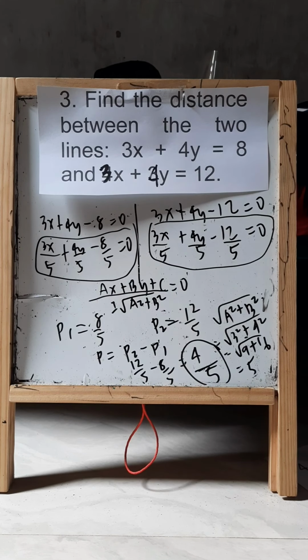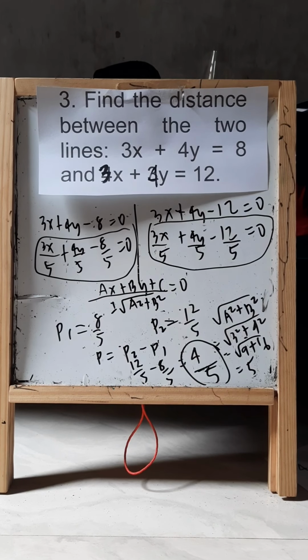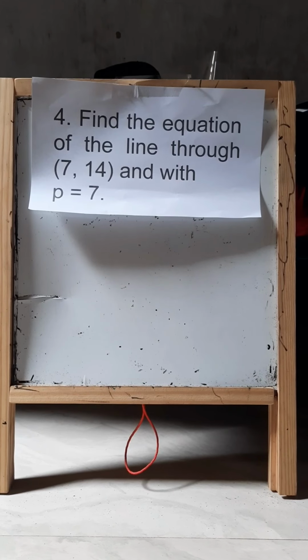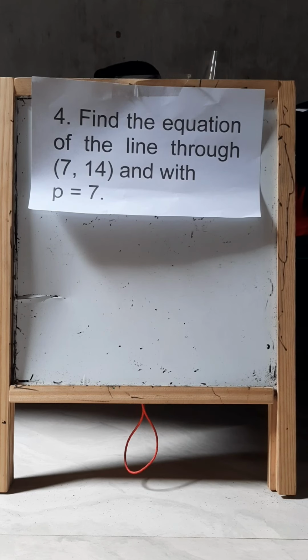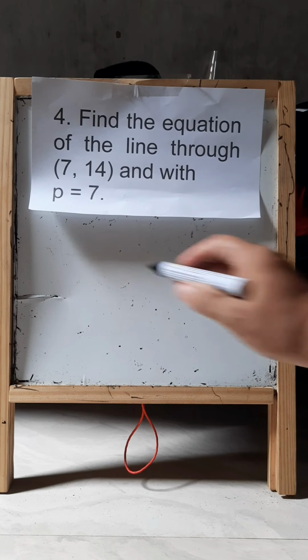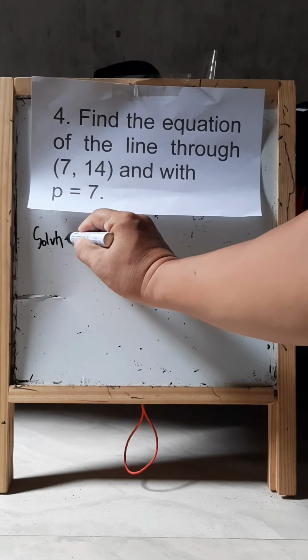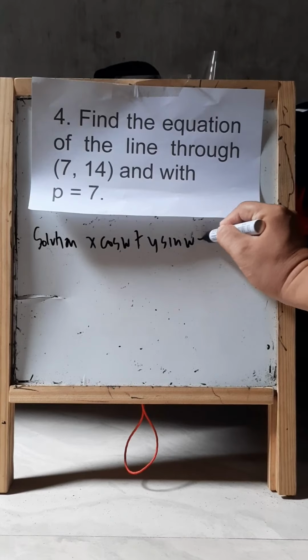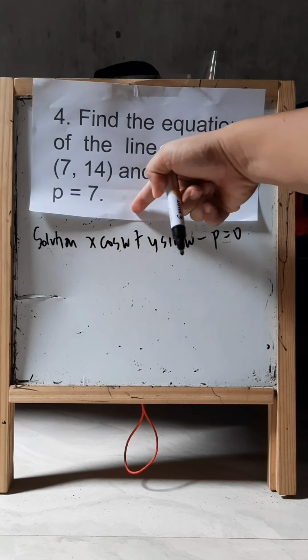And let's now proceed to the last example, number 4. For the last number, we have: find the equation of the line through the point (7, 14) and with the given value of p, which is 7. So let us solve. This can be solved using the normal form: x cosine w plus y sine w minus p equals 0. Okay, can you see it?